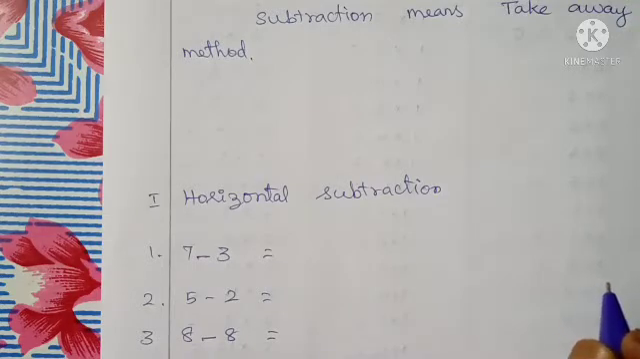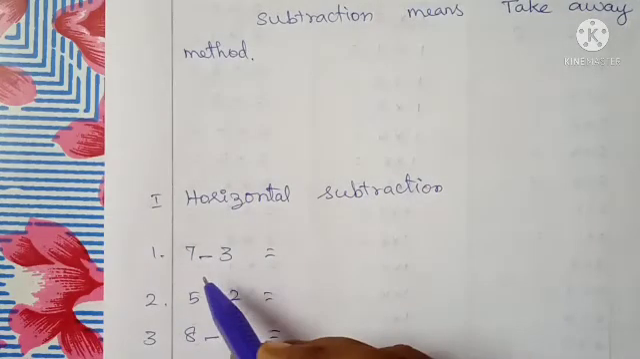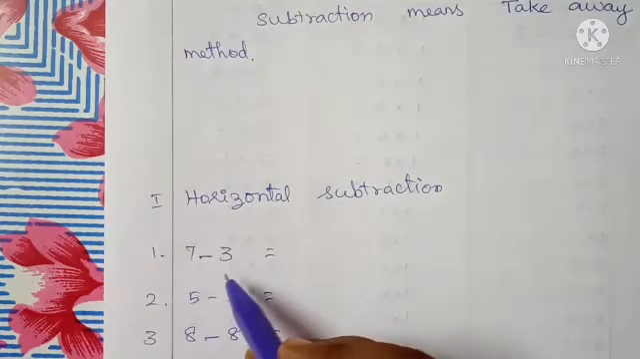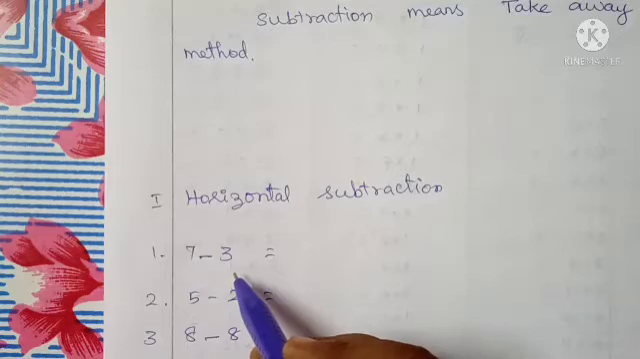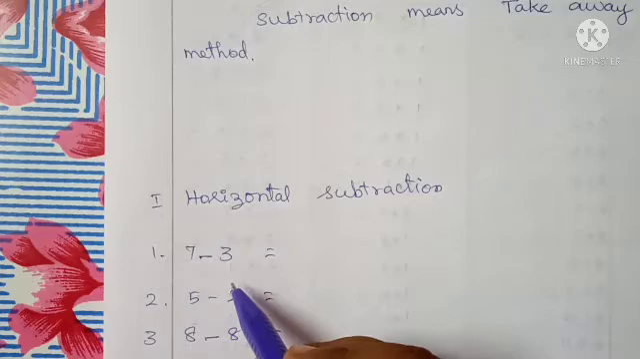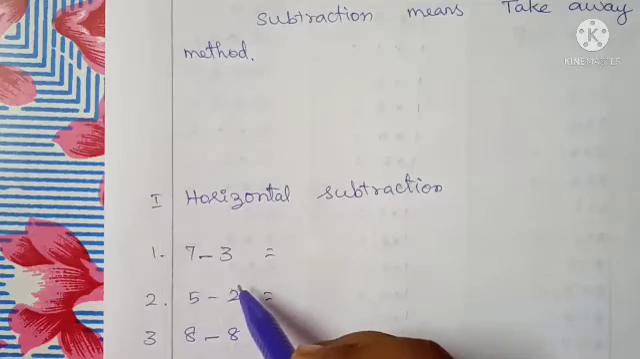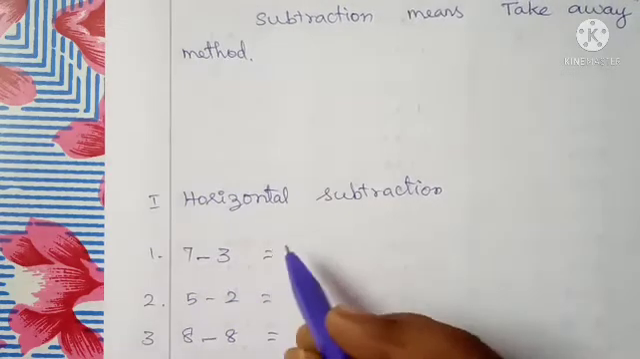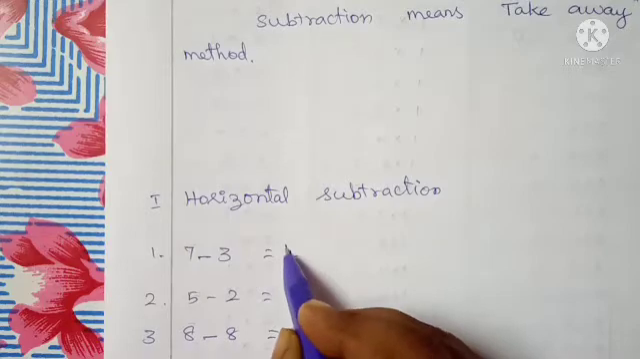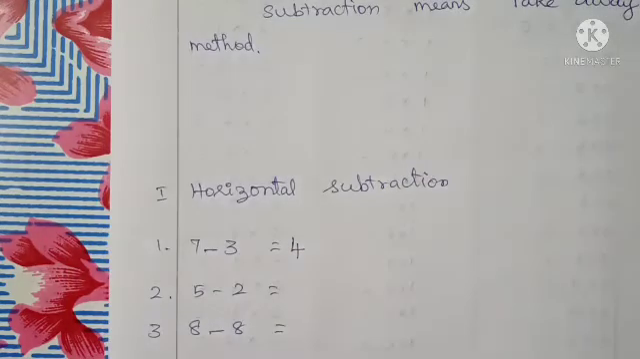So 7 minus 3, you do the subtraction. 7 is the bigger number, so 7 in the mind. Subtract 3, so 3 in the finger. Say the numbers before, that is the subtraction method. So before 7 is 6, 5, 4. So you get the answer 4. So this is the subtraction method.